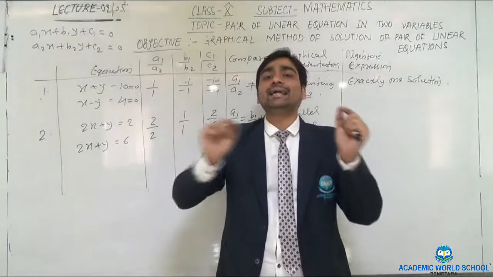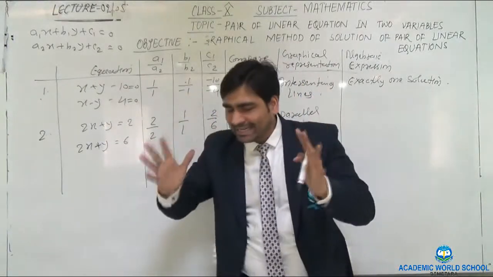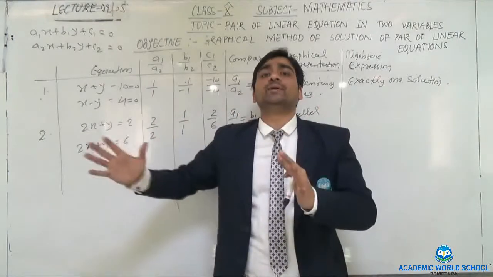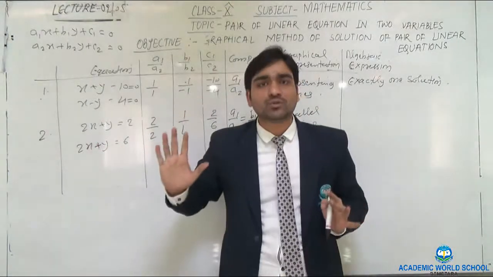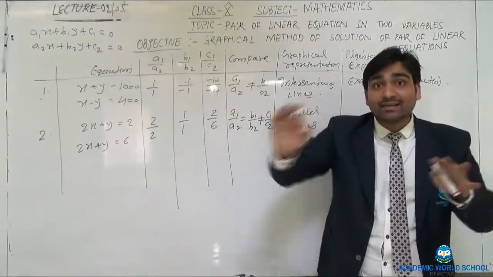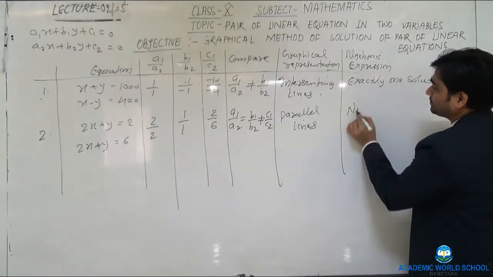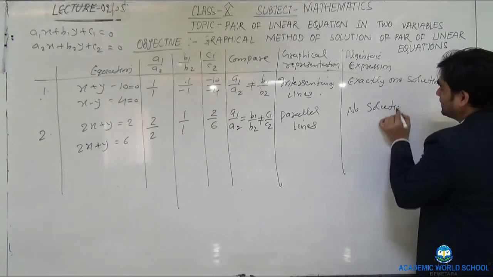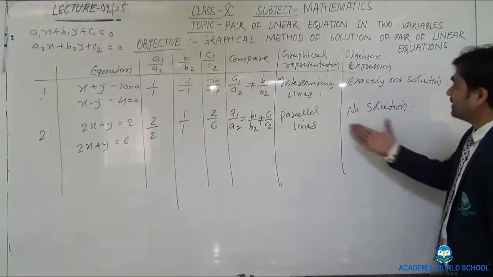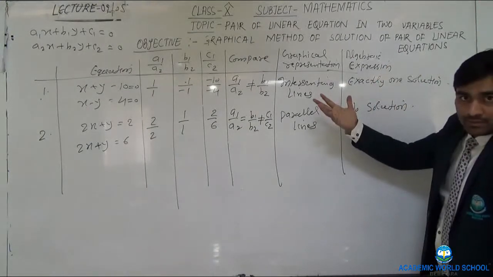If lines intersect at one point or they are overlapping, that means if any point is common in between, this common point is the solution. But in parallel lines, they are not touching at any point, so no solution. Which type of solution will we get? No solution, in the algebraic expression when we solve.